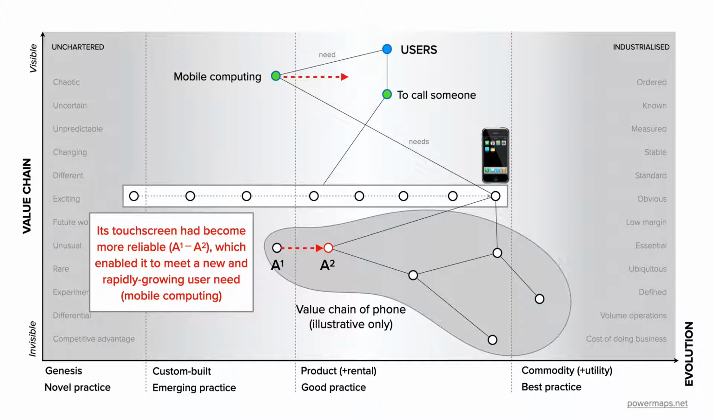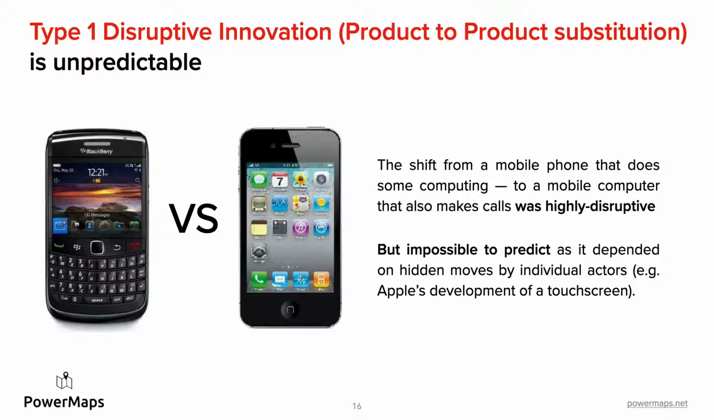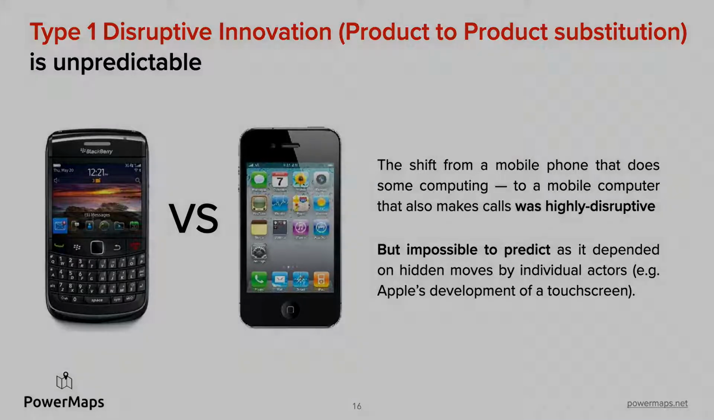It was an inferior computer in many ways, but it was good enough for what the users wanted, which was mobile computing. The iPhone did kill its major rivals in the mobile phone industry, but this wasn't classical disruption, it was evolution. Mobiles evolved from phones that did some computing, like the BlackBerry, to mobile computers that also made calls. This is product evolution, and it relies on hidden moves in a rival's value chain, like a new touchscreen, and whether customers find a use for it. And this is impossible to predict, even for Clayton Christensen, the guru of disruptive innovation. And we call this Type 1 disruptive innovation.